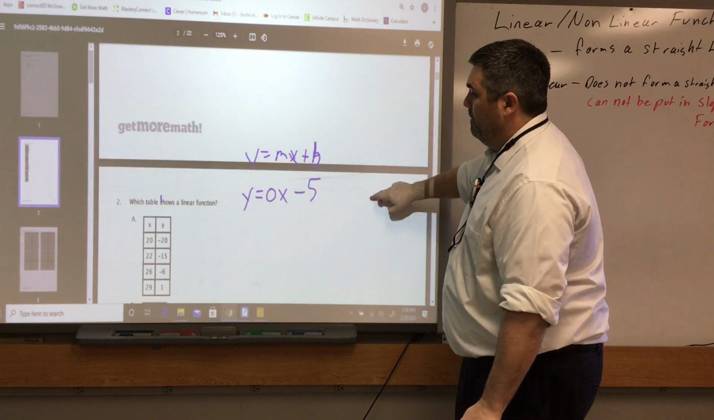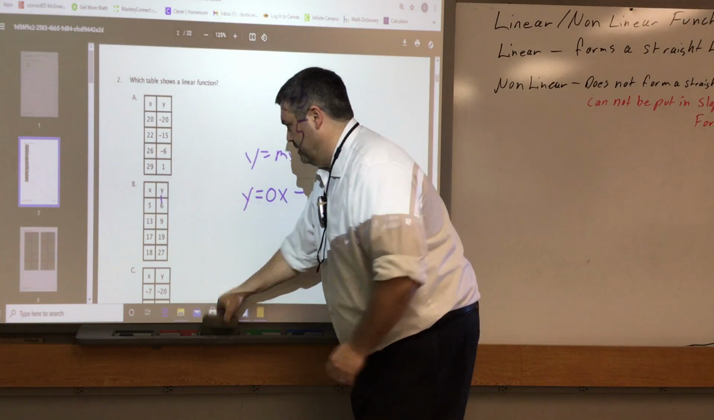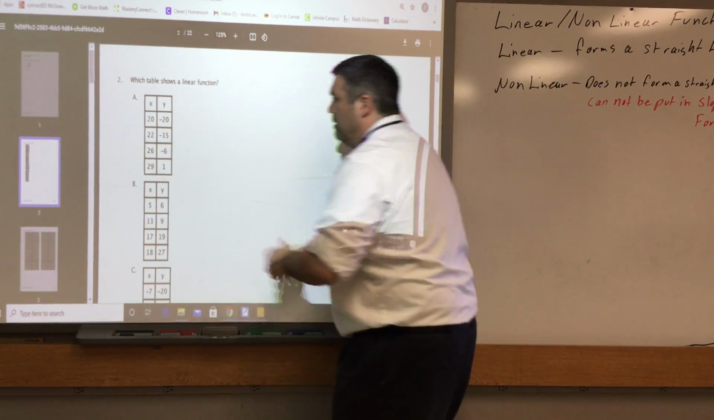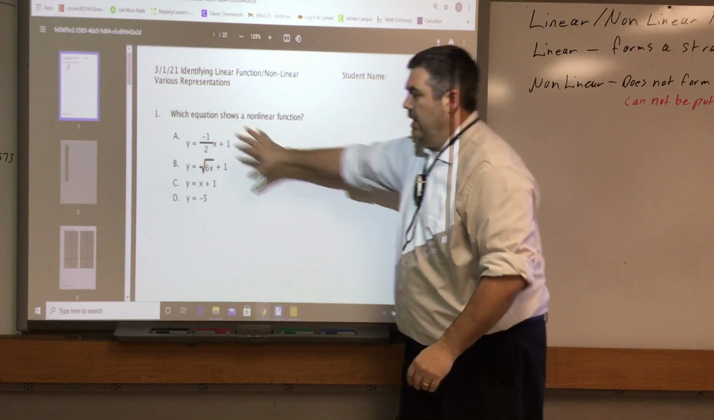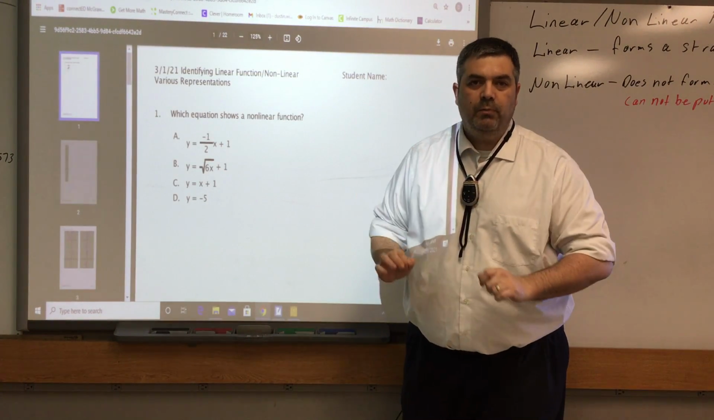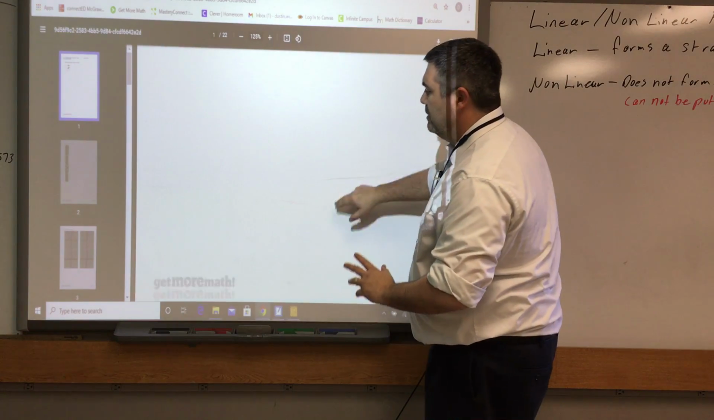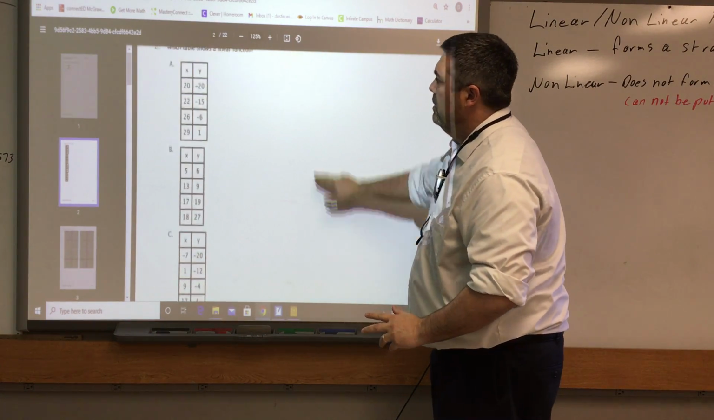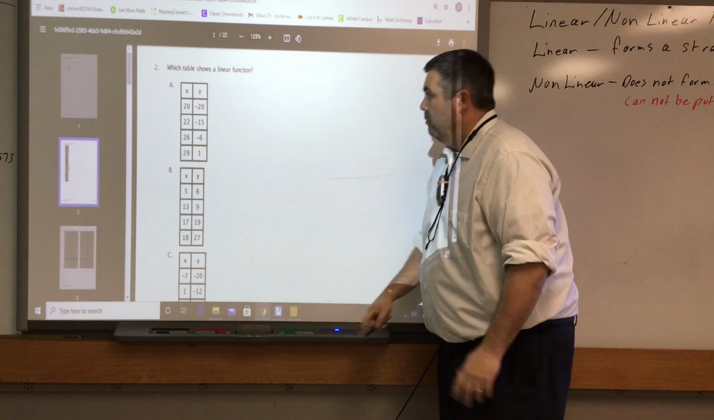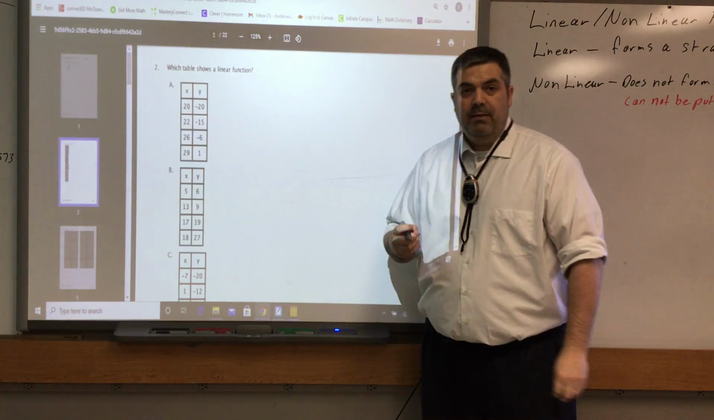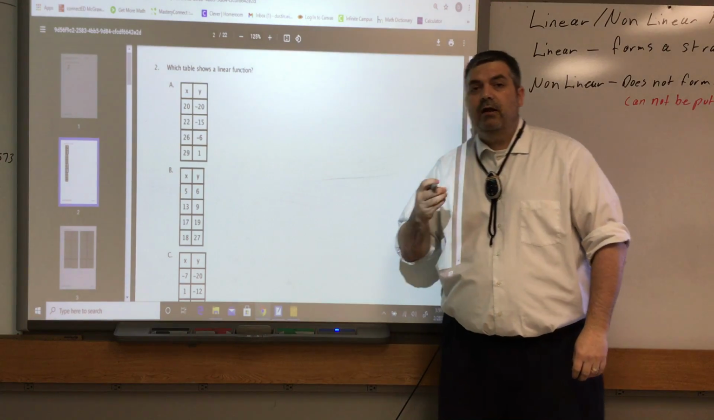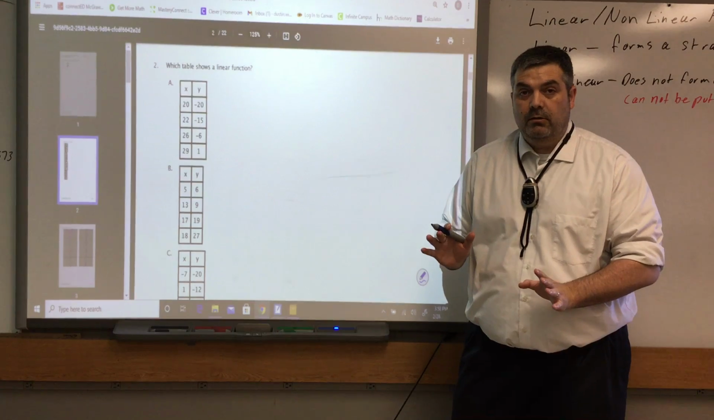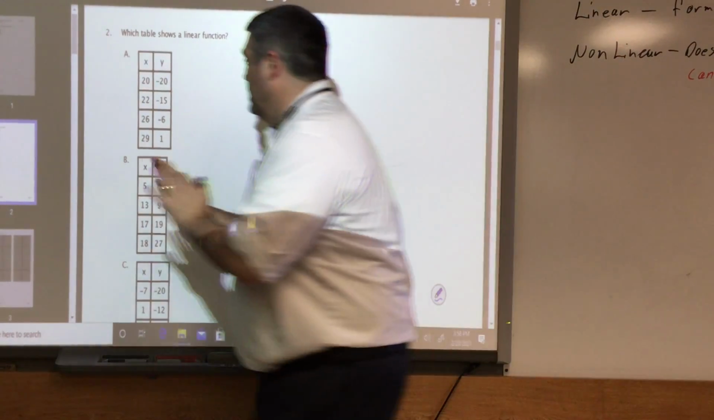All right, so now we've got tables. The tables are the ones that are going to give you the most problems. We can look at this and kind of pick it out once we know what we're looking for. The tables have a little bit more work involved in them, okay? So here's what we're going to do. When we have a table, we're looking for a constant rate of change. First thing we're going to look and see is, is it a function? Okay, so we're going to look, is this a function?